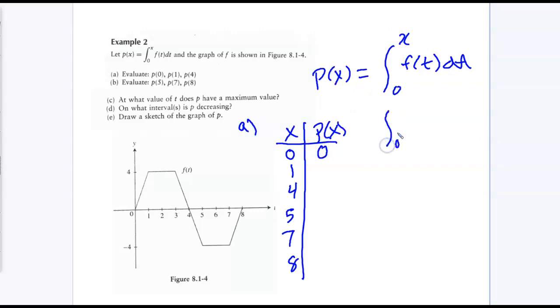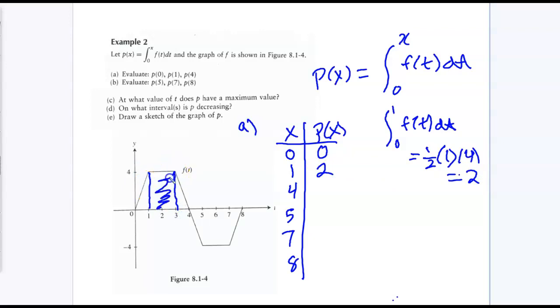To evaluate the integral from 0 to 1 of f of t, that's going to be the area of this triangle, which is 1/2 the base, which is 1, times the height of 4. So this is going to equal 2. At 4, I'm going to be finding the area of this triangle, and of this rectangle. Well, these two triangles are the same. So finding the area from 0 to 4, I'm going to have two triangles of 2 plus the area of the rectangle, which is 2 by 4, which is 8. So 8 and 4, this is going to be 12.